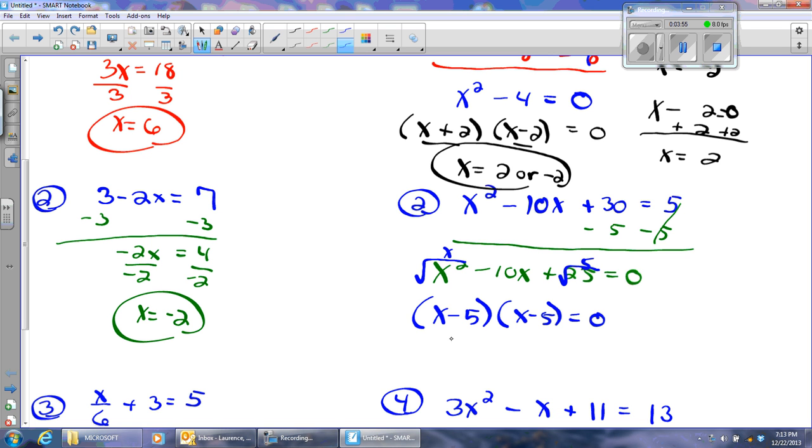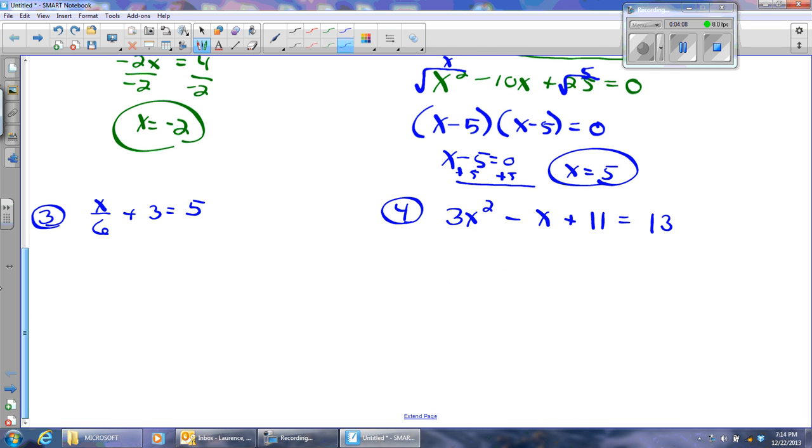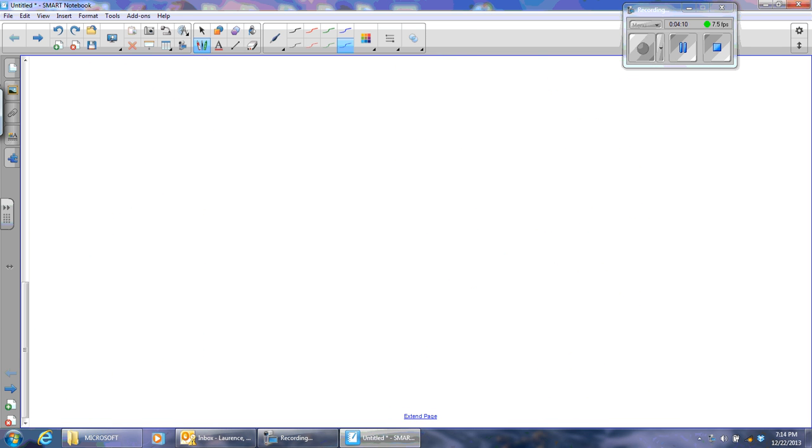Now each one of these parts is linear, but they're identical, so I only have to solve one of them. And I'll add 5 to both sides, and I'll end up with x equals 5. Okay, moving right along.